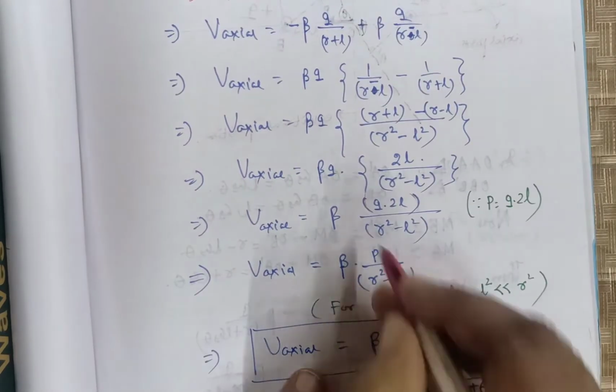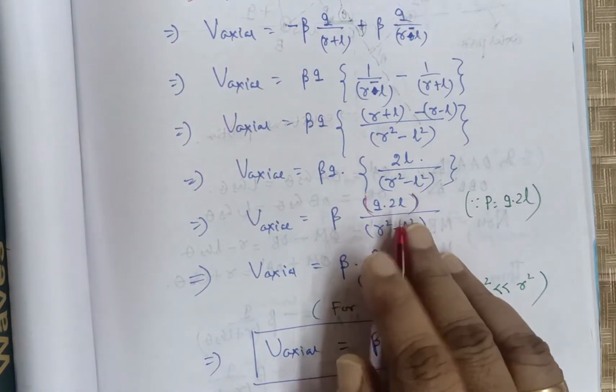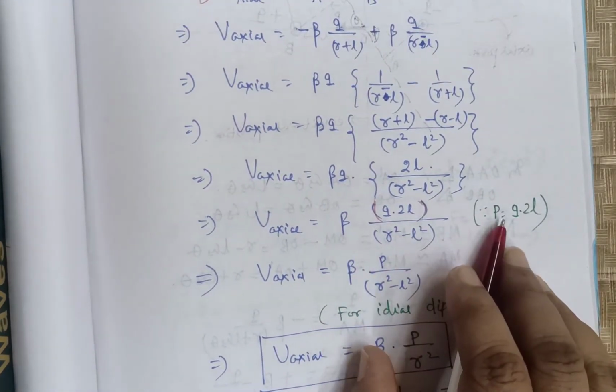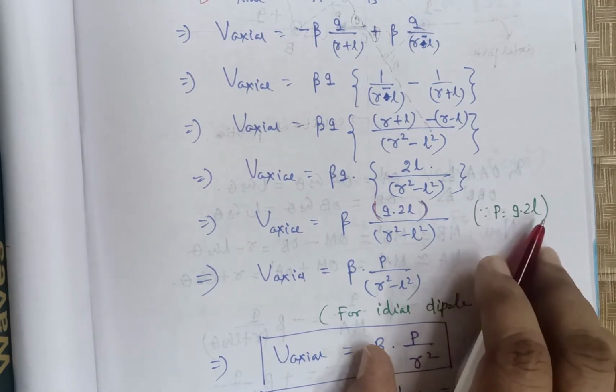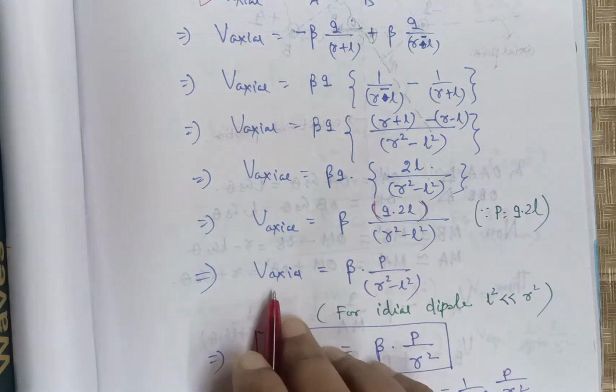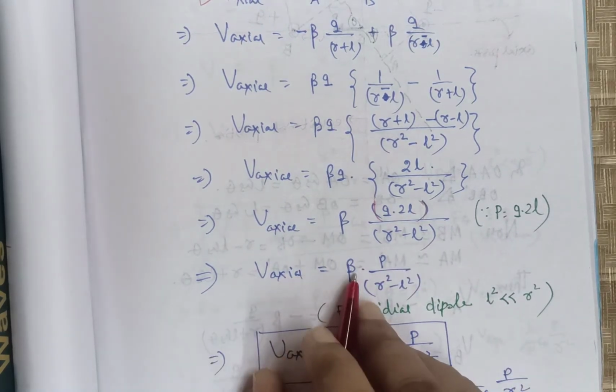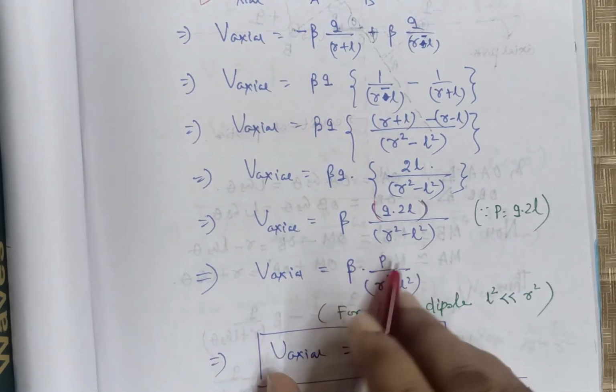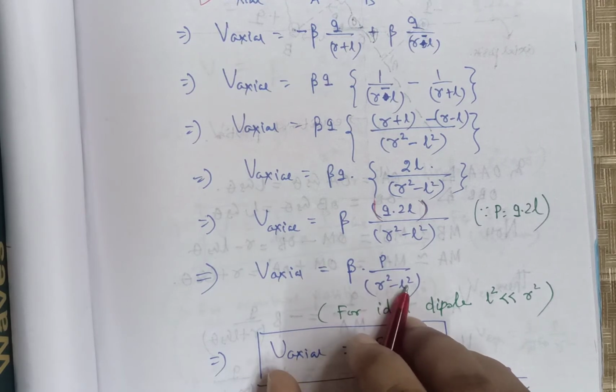Why are we keeping this term together? Because it represents the electric dipole moment. In the previous class we learned that it is q into 2l. So it is the electric dipole moment. So at the axial position, the answer is beta P by r square minus l square.